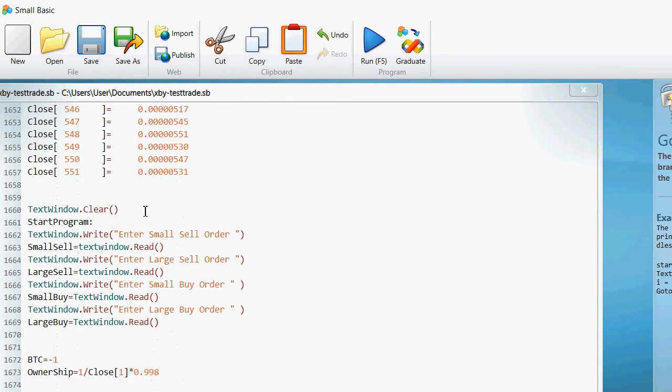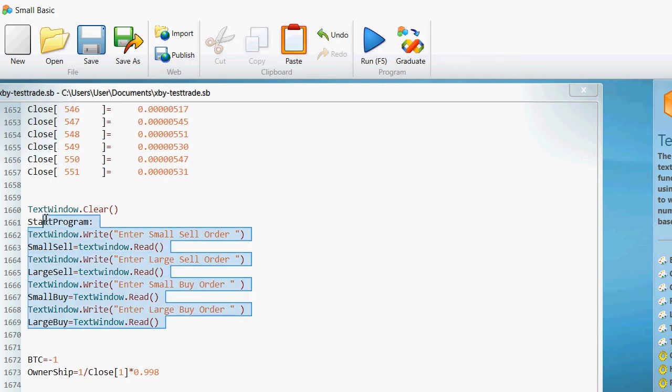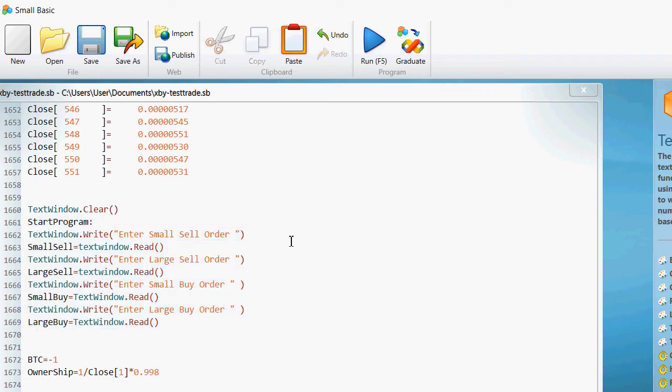Well, text window clear, start the program. This is in here so that when the program is over, I can quickly just push any button and it just goes to here. Text window write, enter small sell order. So for these, I'm asking the questions to enter what your smallest sell order is, because you're going to play the game like this. You're going to have two orders in for sells, two orders in for buys, your base one, and a large one in case it goes down there.